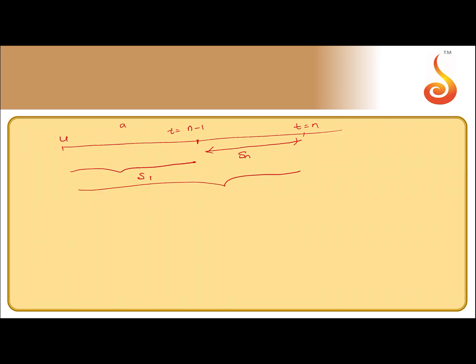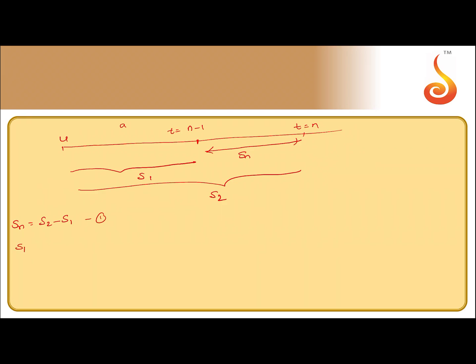So, we have it here. Initial velocity is u, acceleration is a, this corresponds to t is equal to n minus 1 second, and this corresponds to t is equal to n seconds. Now, this is what I am looking for, distance travelled in the nth second. This is Sn. Now, let us treat this as S1 and let us treat this as S2. So, isn't Sn is equal to S2 minus S1? Yes. I will call this as equation 1.